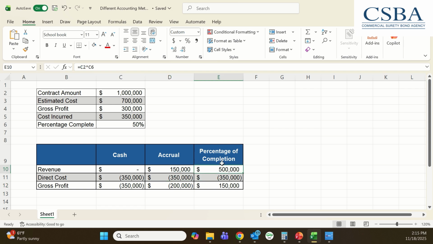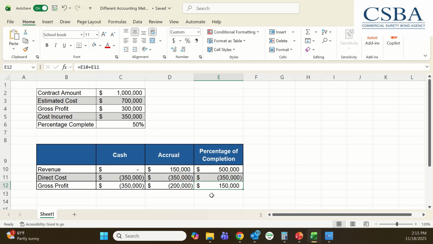Lastly, we'll look at percentage of completion. As I said, percentage of completion, the revenue is based on the contract amount times the percentage complete. So you're going to recognize $500,000 in revenue. The direct costs will remain the same, and then that leaves you with gross profit of $150,000.